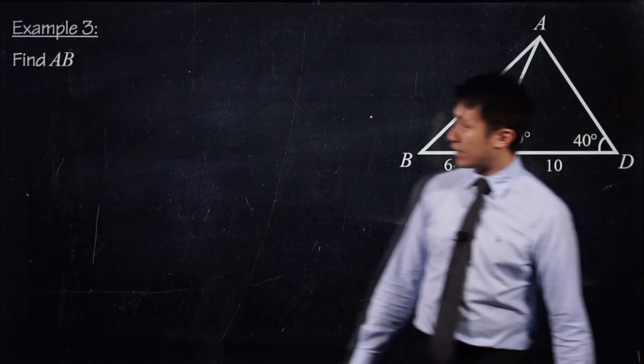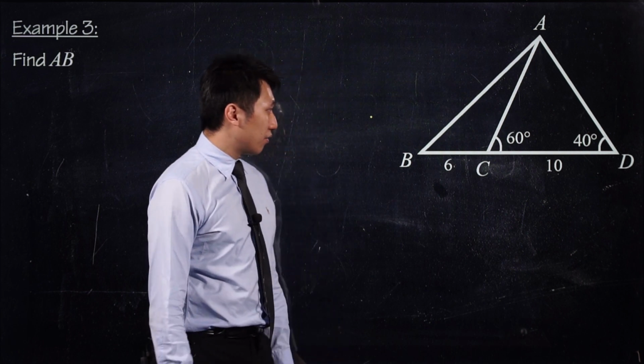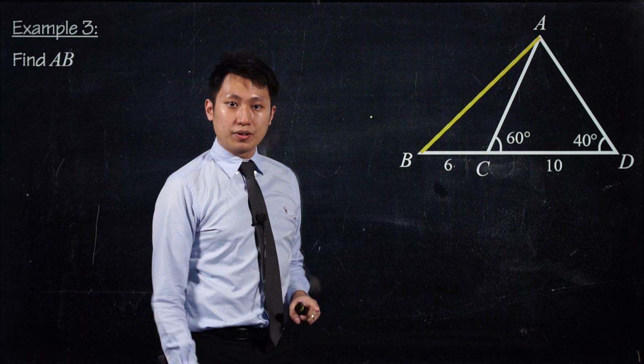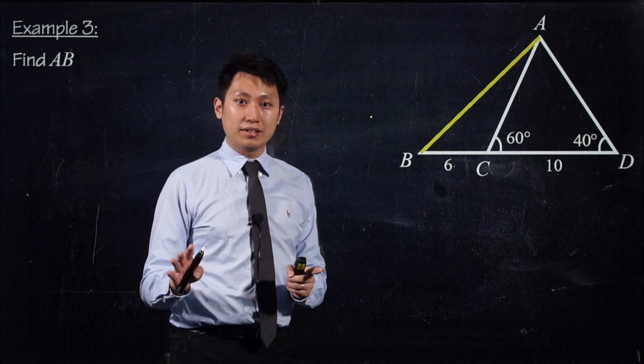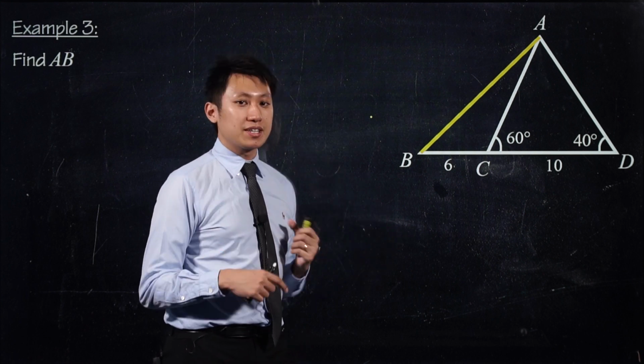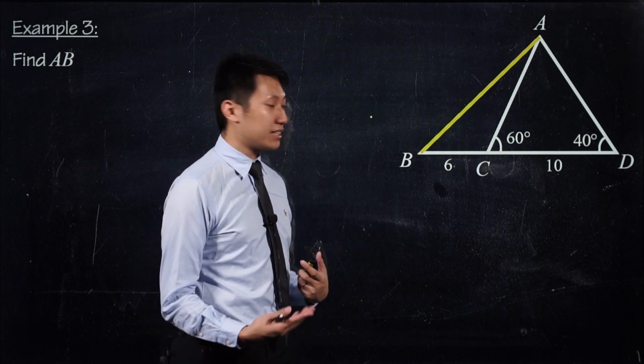All right, so let's look at the graph. Find AB. So you want to find this one over here. Okay, so look at this triangle. Think about it yourself. Pause the video, think about it yourself, and then we compare the strategies, see whether we are doing the same way.